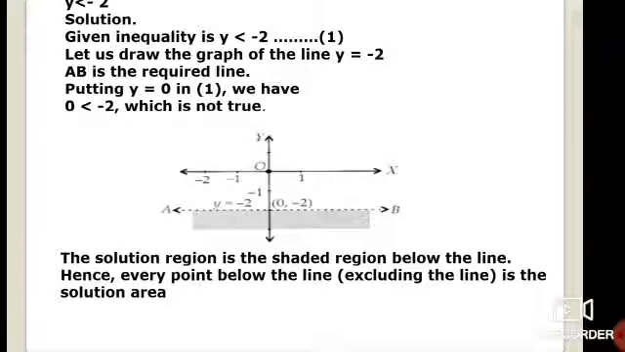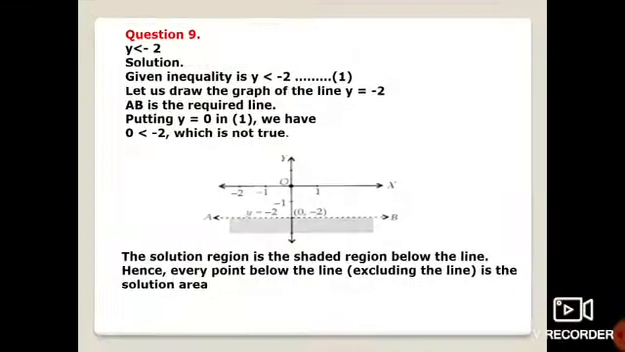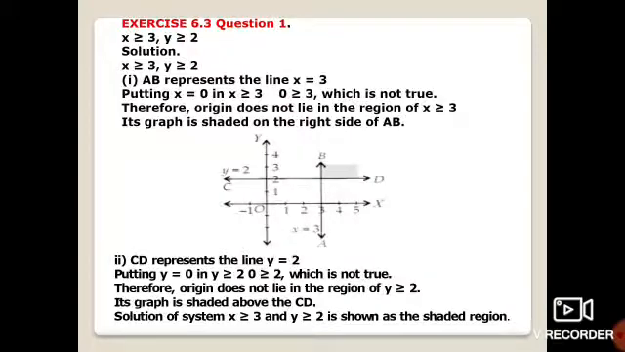Now you have to put 0 in the y place. So you will get 0 less than minus 2. It is not true. So you have to shade away from the origin. Here, since it is a dotted line, every point below the line, excluding the line, is the solution area. That is, if it is a dotted line, it means the line is not included.